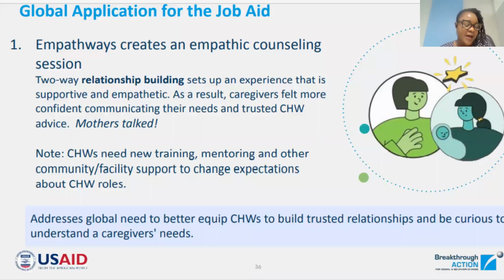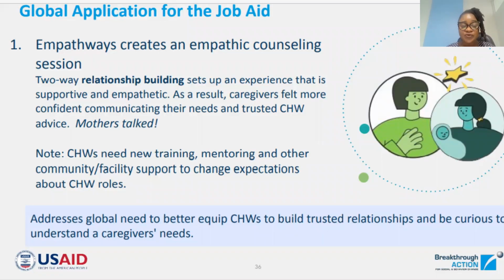So these tools are built on a concept that can be applied globally. Empathy is something that everybody resonates with. Empathways creates an empathic counseling session where there's a two-way relationship building. It sets up an experience that is supportive and empathetic. Once empathy is built, once there's trust, people feel comfortable to express themselves. And any counseling built on empathy anywhere in the world is counseling that is likely to succeed, because it helps to identify the needs and tailor the solutions to address the specific needs identified.